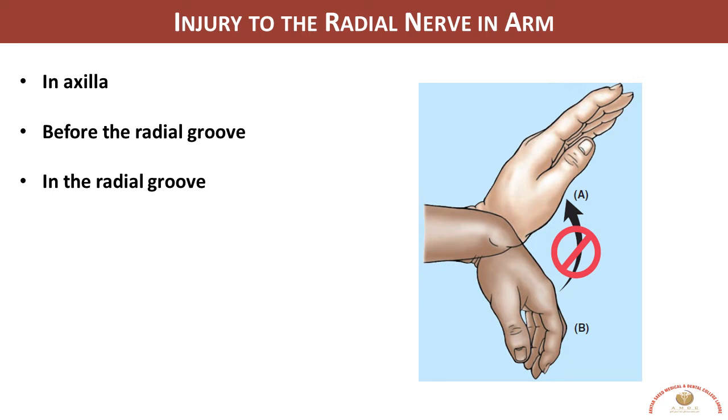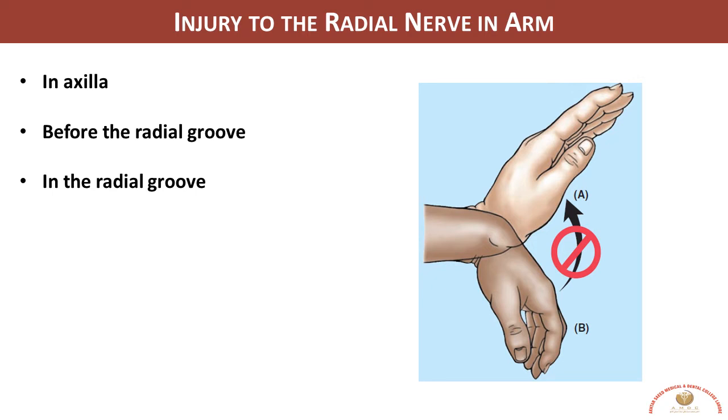Whenever there is damage to the radial nerve in the axilla, it will cause the loss of all of the muscles of the posterior compartment of the arm and forearm, because all of these muscles are supplied by the radial nerve. So there will be a characteristic sign, that is wrist drop.